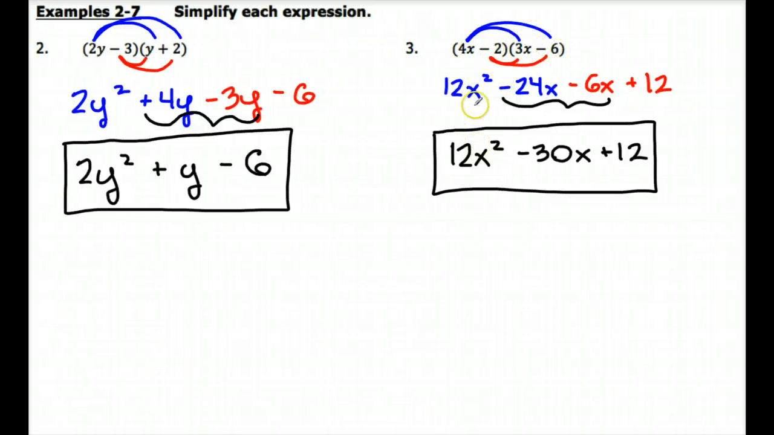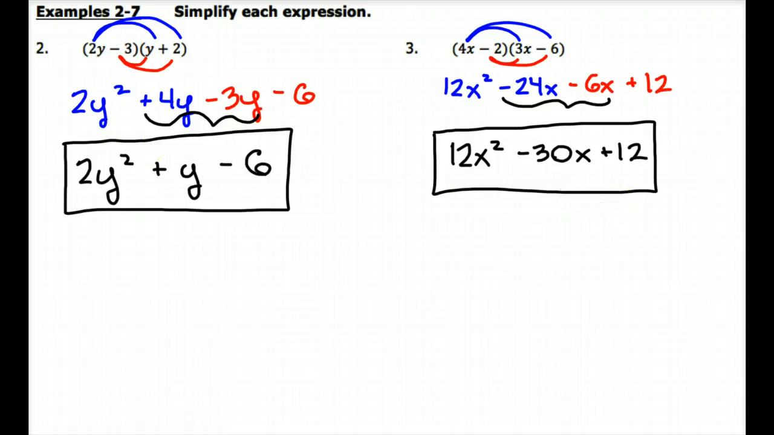If you did that correctly, you should have gotten 12x squared minus 24x. And then after that, distributed the negative 2 to 3x and negative 6. And that would have given you negative 6x plus 12. So combine your like terms in the middle, and in the end, you get 12x squared minus 30x plus 12.